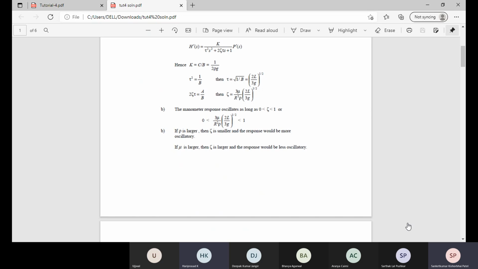So then you will be able to isolate and figure out zeta, tau, and things like that. And only K, zeta, tau are the three parameters you need to compute.